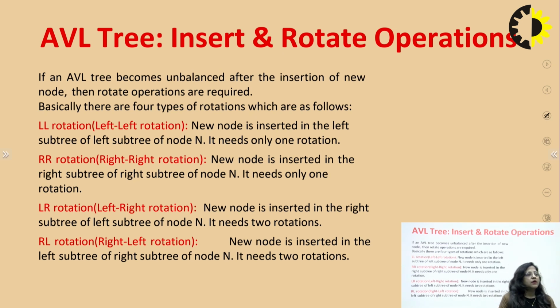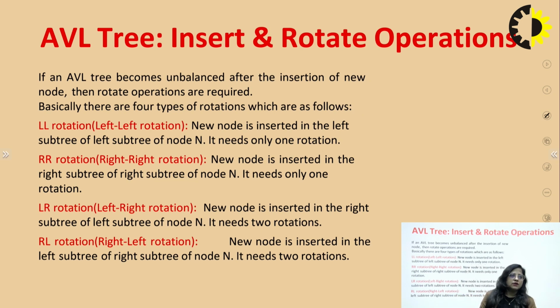Now comes what is rotation and how it is used in an AVL tree to balance an unbalanced tree. If an AVL tree becomes unbalanced after insertion of a new node, then rotation operations are required. These rotation operations are basically four types. First is LL rotation, also called left rotation. Second is RR rotation, right rotation. Third is LR rotation, left-right rotation, and fourth is RL rotation, right-left rotation. These four rotations are required to convert an unbalanced tree into a balanced tree. Let's suppose, what is the LL?